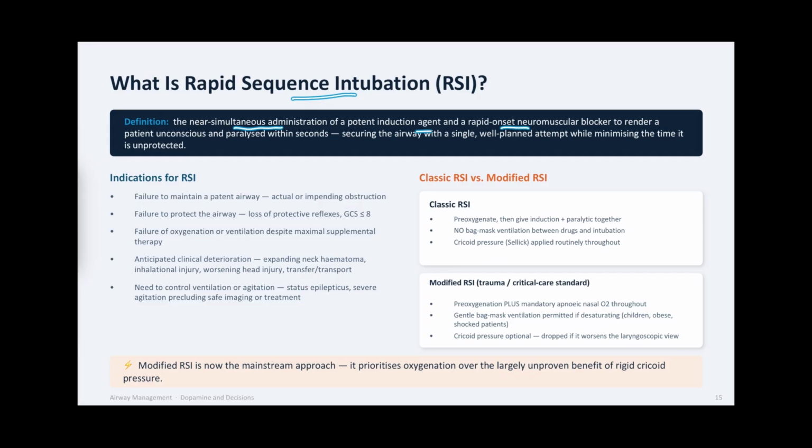Why we perform rapid sequence intubation is that the longer the airway remains unprotected, the greater is the risk of aspiration, hypoxia, and failed intubation. The ideal RSI is a single, smooth, well-planned attempt.